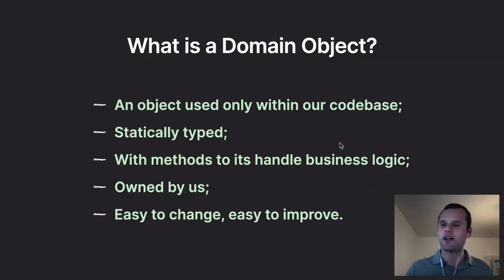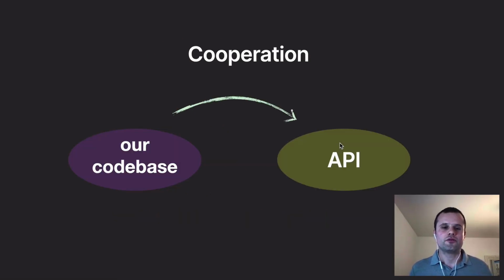And to sum it up a little bit, I wanted to say that a domain object could be within our code base. We could own it, we could maintain it. And since this object could be owned by our developers, not an API, it's easy to change it. The domain object doesn't require significant effort to change. We own it, we control it, we can easily change it. This is a big benefit. And now I want to talk a little bit about the cooperation between our code base and the API.